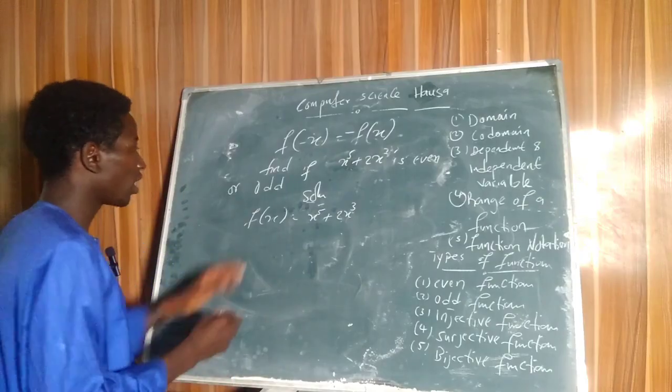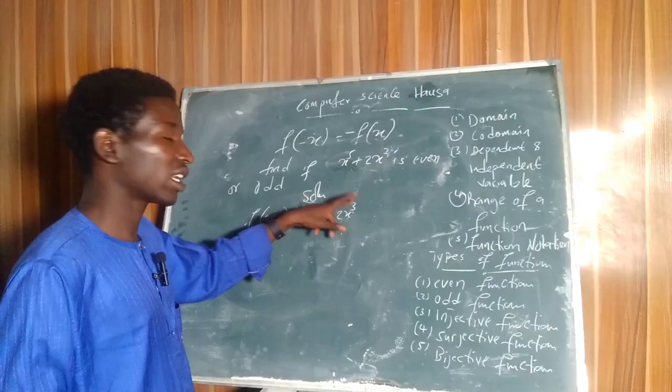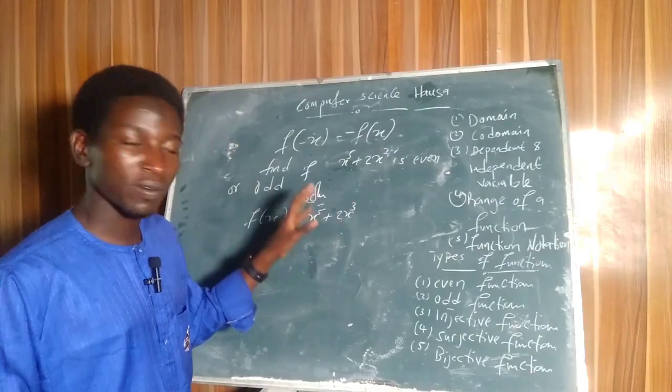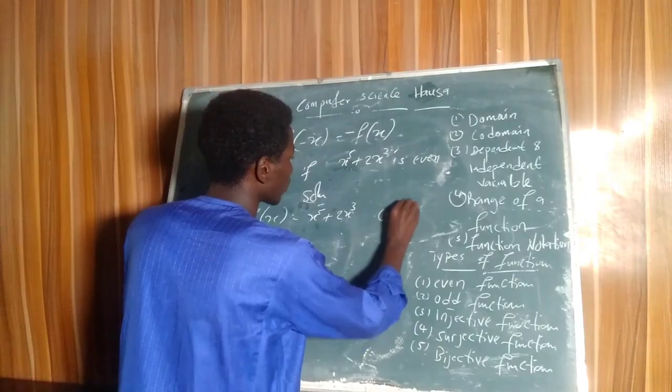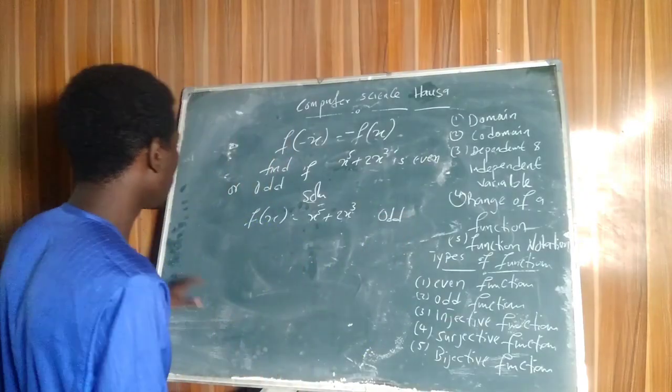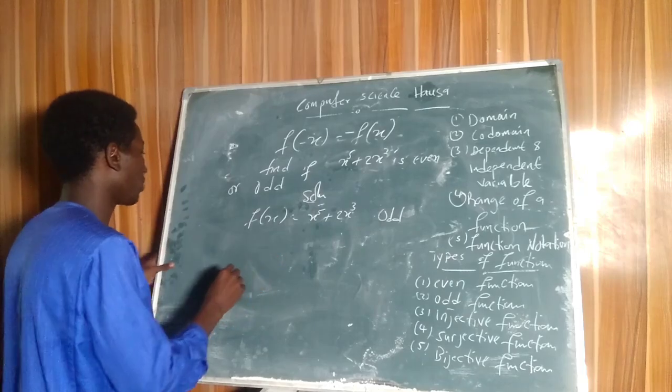So let's check. From the start we already know this is an odd number, right? This too, so this function is an odd function. But let's go and verify. This is an odd function. So now let's find f of minus x.